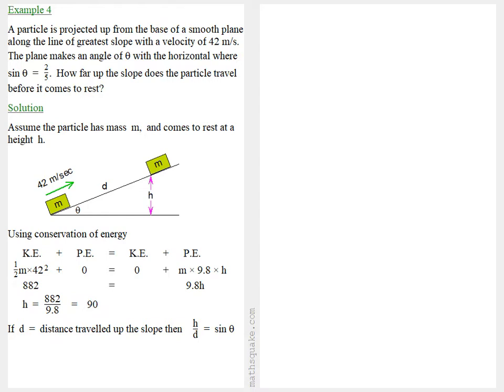Now, if d is the distance travelled up the slope, then h over d is equal to sine of theta. So 90 over d is equal to 2 over 5, and if we multiply both sides by 5d, we get 2d equals 450, so d is 225 metres. So the distance up the slope it travels is 225 metres.